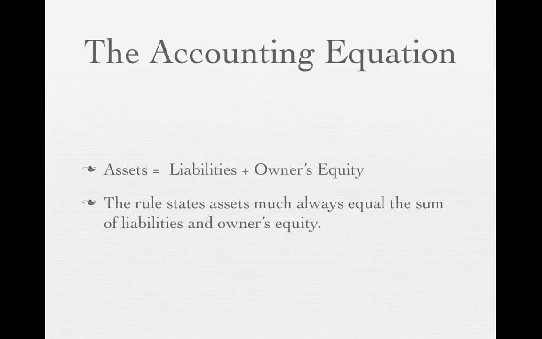The assets side of the equation shows the value of everything that the business owns or possesses. The other side shows the rights to those assets. Liabilities are the rights that the creditors have to the assets. Owner's equity shows the rights that the owner has to the assets. For example, if a company's assets are worth $100,000 and liabilities against those assets are $40,000, the amount owed to creditors, then the owner has $60,000 in rights to the assets that the business possesses.